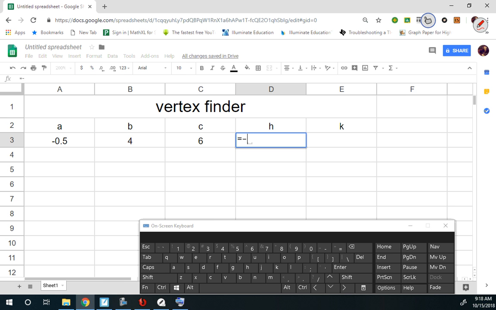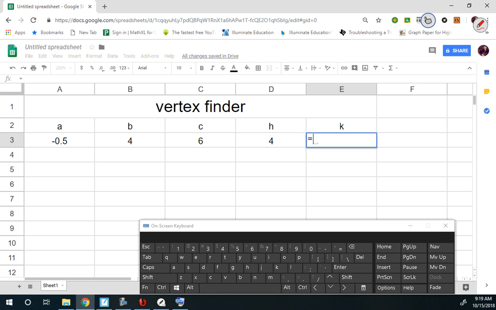Okay. So my H value is equal to negative, my B value is in cell B3. So I'm going to put a B3, and I'm going to divide that by the group of 2 times, I can't see my asterisks. Anybody see the asterisks on there? Times, there it is, times, it's over 2A. My A is in cell A3. So I'll go ahead and close the parenthesis. And is that the right H value? 4? Is that what we had? Oh, this is cool. This could be handy.